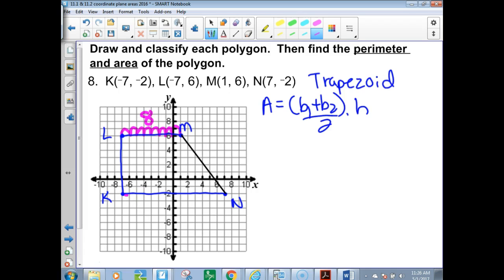And how far is it K to N? I don't want to do all those loops. Negative 7 to 7 would be 14. All right, so I'm going to have to add the 8 plus the 14 and divide that by 2.